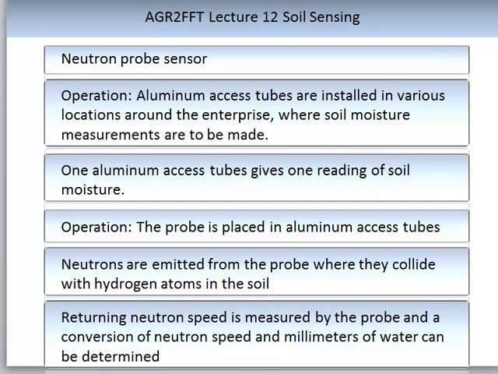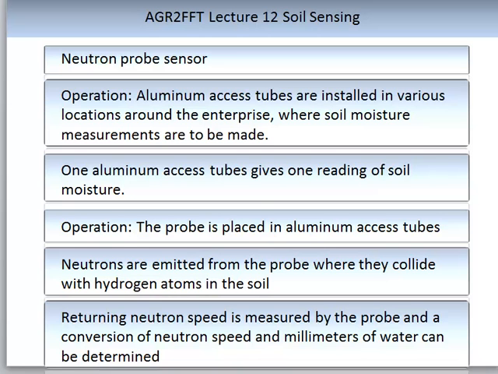The operation of the neutron probe is based on first installing aluminium access tubes. They are installed in various locations around the enterprise, wherever the farmer would like to measure or determine soil moisture. One aluminium access tube will give you one reading of soil moisture. The probe is placed into the aluminium access tube. Neutrons are emitted from the probe where they collide with hydrogen atoms in the soil.